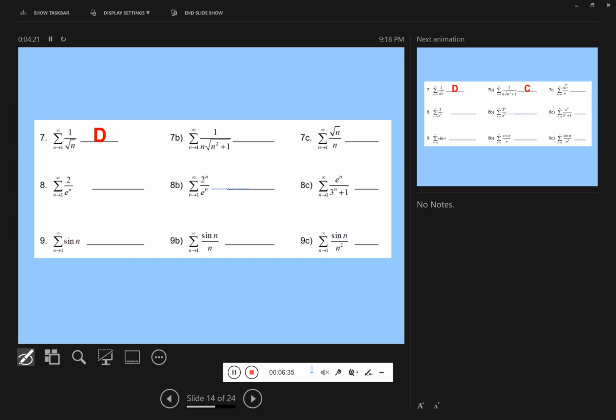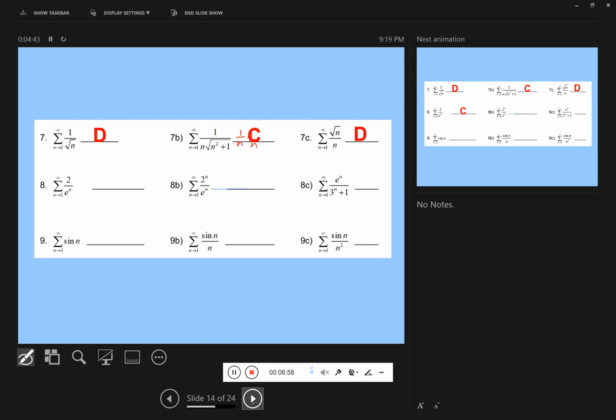7b, if you think of that as, let's see, you have like a 1 over n times, and then 1 over the square root of n squared. Wouldn't that be like another 1 over n, which is kind of like a 1 over n squared? So hopefully you said converge. And then 7c, if you simplify that, that would be like a 1 over the square root of n. So that would diverge.